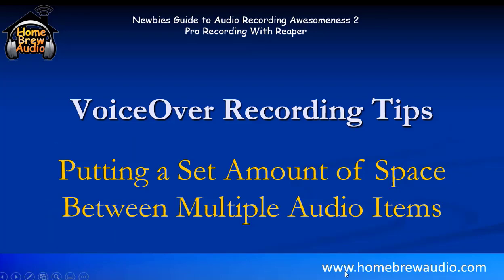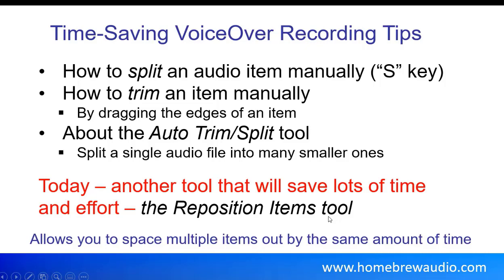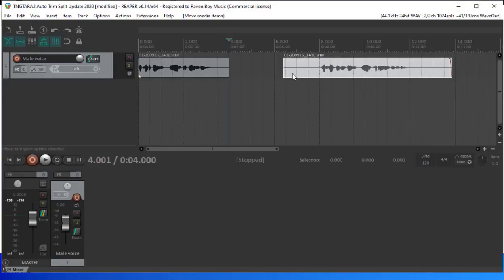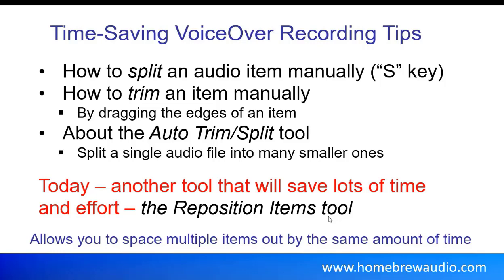In the last lesson, we started learning about some cool time-saving voiceover recording tips. You learned how to split an audio item manually using the S key on your keyboard, and how to trim an item manually by clicking and dragging the edge of an item to the left or right. But then you learned how to do this much faster by using the Auto Trim Split tool, which does both of those things, splitting and trimming, automatically with a single click.